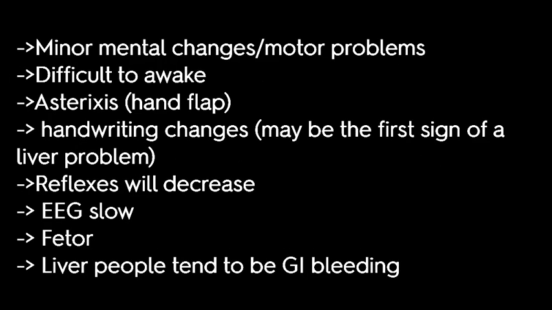What are the signs and symptoms of hepatic coma? Minor mental changes, motor problems, difficult to awake, asterixis, handwriting changes, reflexes will decrease, slow EEG, fetor hepaticus, and liver people tend to be GI bleeders. What is fetor? Breath smells like ammonia, like wine, acetone.